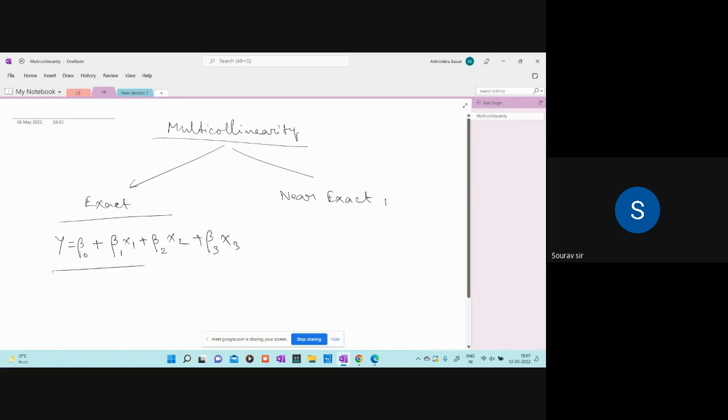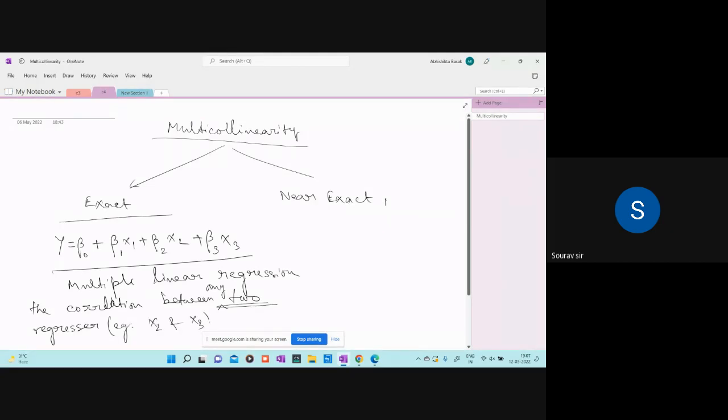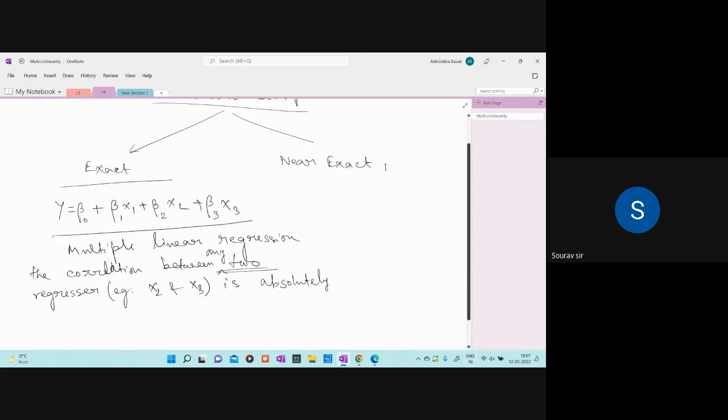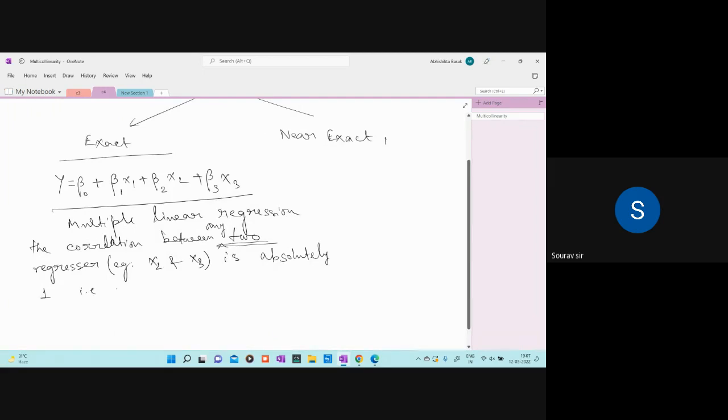Suppose I say that in this multiple linear regression, the correlation between two regressors, it can be any two regressors, I am over here considering two, for example x2 and x3, is absolutely 1.